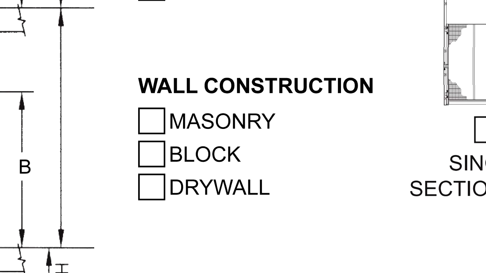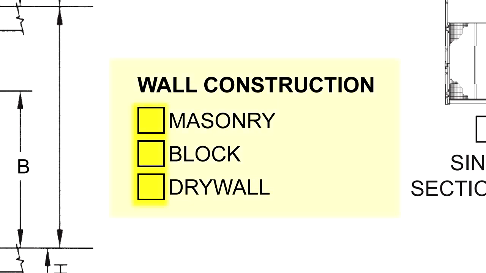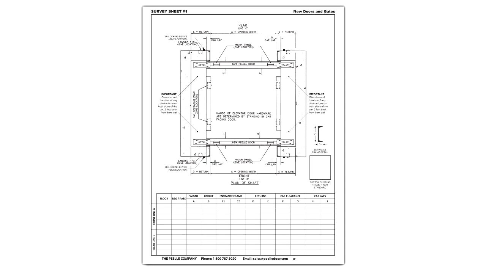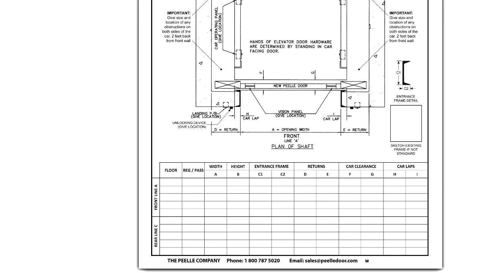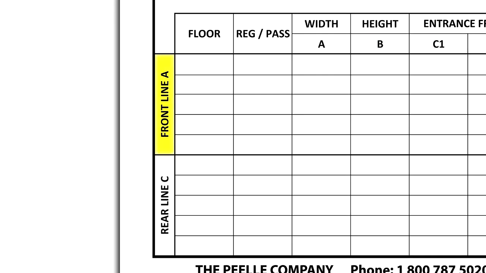Wall construction. Indicate if the wall construction is masonry, block, or drywall. The chart on your survey sheet is divided into front and rear lines. When filling in the chart, be sure to use the correct section. These survey instructions will cover one line of doors only. If you have a rear line of doors, you will need to repeat the following measurements. If your hoistway has more than 5 floors, you will need to use an additional survey sheet.